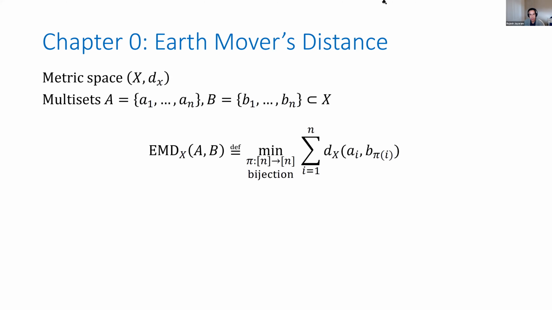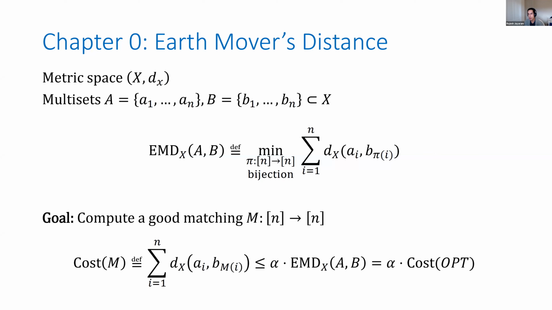Well, the Earth mover distance between A and B is just the cost of a minimum perfect matching between the points in A and the points in B, where the cost is evaluated by the distance in the underlying metric. So in other words, it's the minimum over all bijections from the points in A to the points in B of the cost of that bijection or matching, which is the distance between each point A_i and the point B_pi(i) which it's matched to in the underlying metric space.